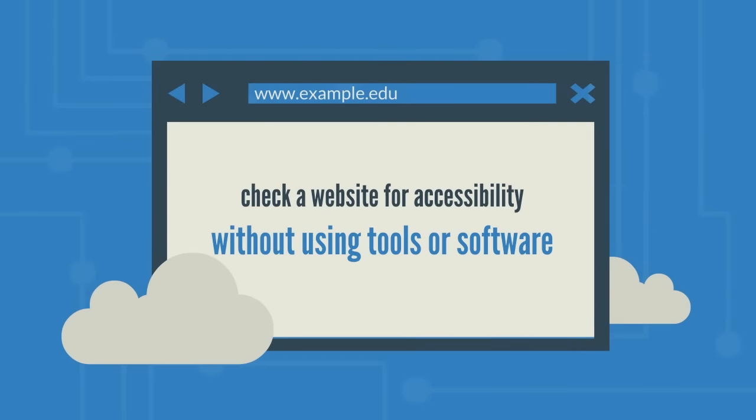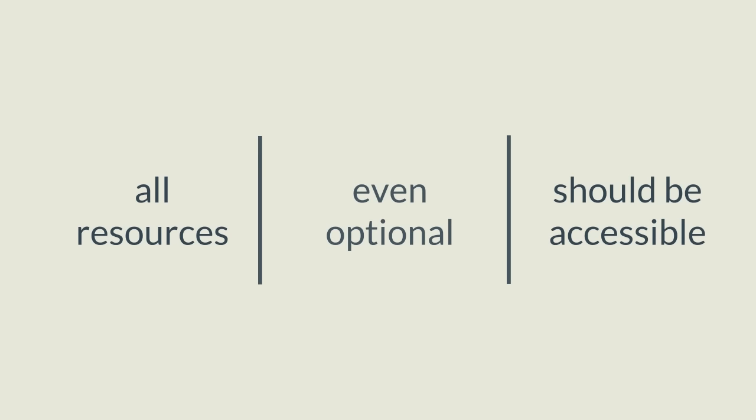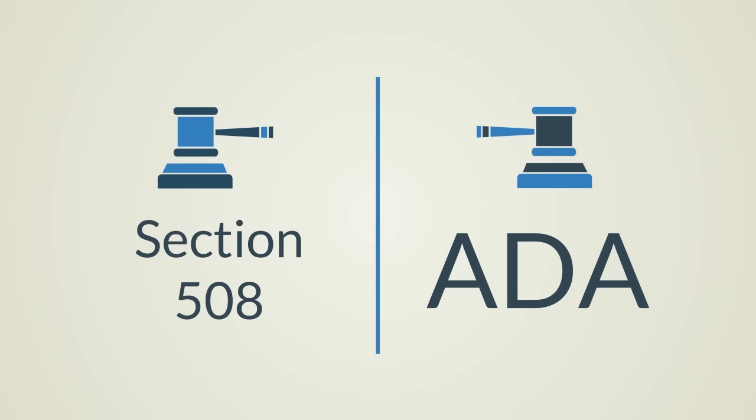This video is about how to check a website for accessibility without using tools and software. Every linked website in a course has to be accessible to all users, even if they're just optional resources. This means the websites have to follow the same accessibility standards as the course itself. If you have a rudimentary understanding of web accessibility, and you can visually scan the screen, then you can catch some of the more obvious errors on your own.